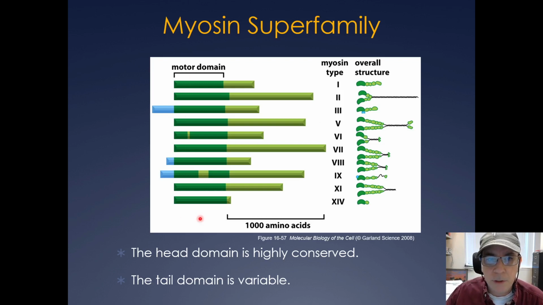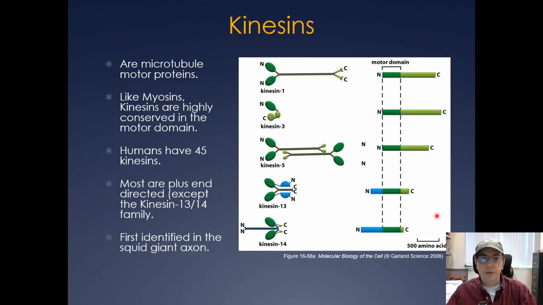But it is important to note that the motor domain here, the head domain, is highly conserved, and then they have sort of variable tails. And here's just some schematics of them. Here's myosin 2, the neck region, where you'll have the light chains, and then here is myosin 5, which also has a coiled coil at the end. And just remember, these are all plus end directed, so they will walk towards the plus end on an actin filament. The other family members are the kinesins, and these are microtubule specific motors.